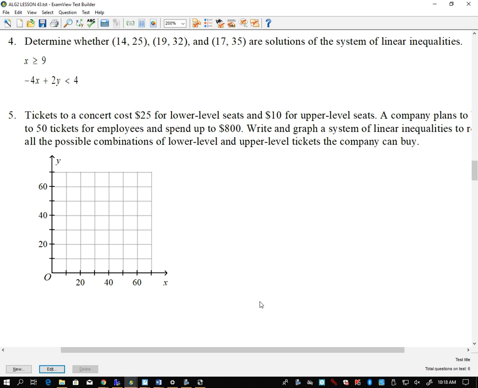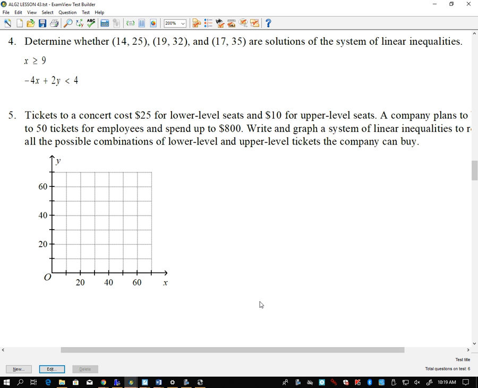Then I would have to go down here, and what would I really want to do with the second equation? I could plug in the x and the y's and see if they're less than 4. So you guys are doing that. What's negative 4 times 14 plus 2 times 25? Negative 6. Okay, so that's the first one. That's going to be less than 4, right? Yes, negative 6 is less than 4.